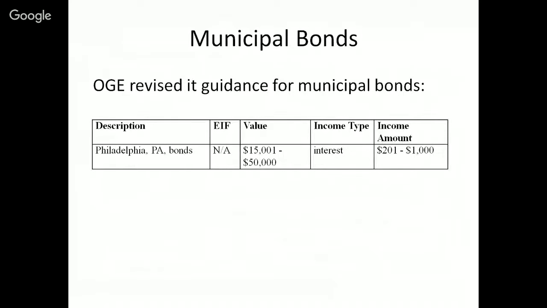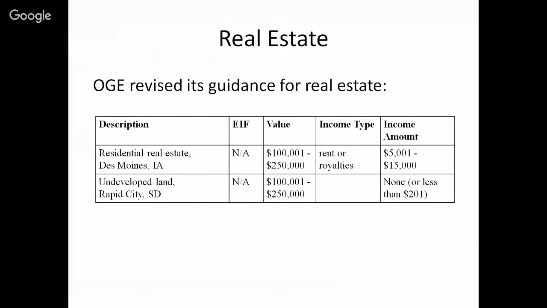So for municipal bonds, filers are no longer required to specify whether a municipal bond is a general obligation or revenue bond. Specifying the issuer and noting that the asset is a bond is a sufficient description. For real estate, the guide clarifies that a filer may provide the county in lieu of city when listing the location of real estate. We also clarified that the term personal residence includes a home in which the filer permits a relative to live rent-free.